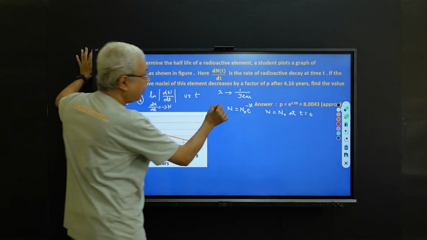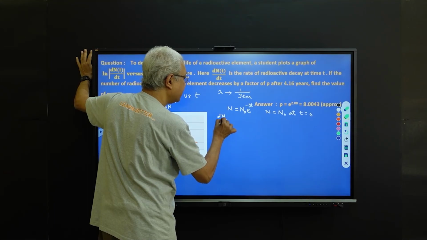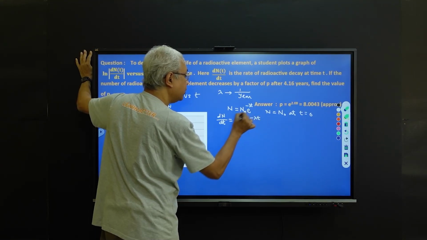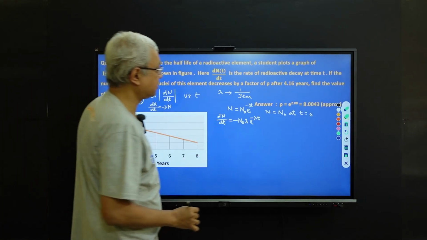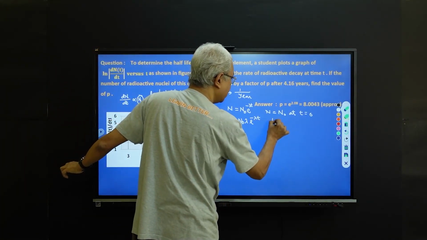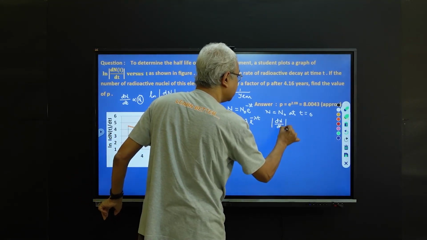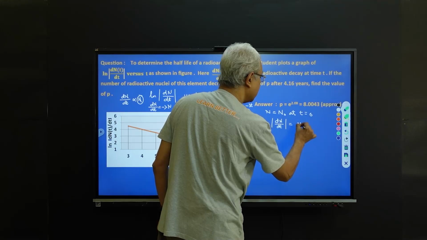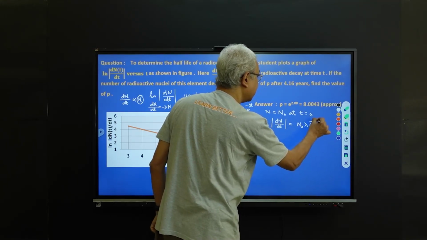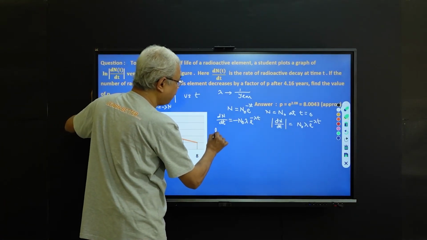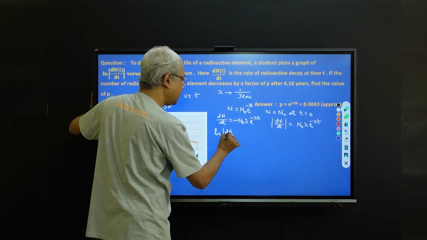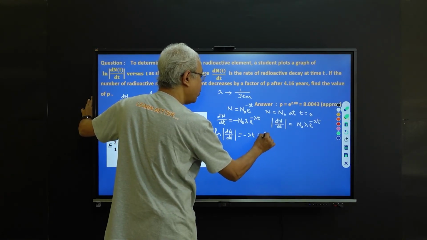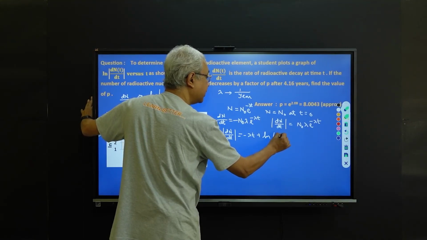Alright. Now from this equation, I can write dN/dt is equal to negative N naught lambda e to the power minus lambda t. So the mod of dN/dt, all these quantities being positive, is N0 lambda e to the power minus lambda t. I think this is clear. So if I take ln of mod dN/dt, it is actually minus lambda t plus ln N naught lambda.